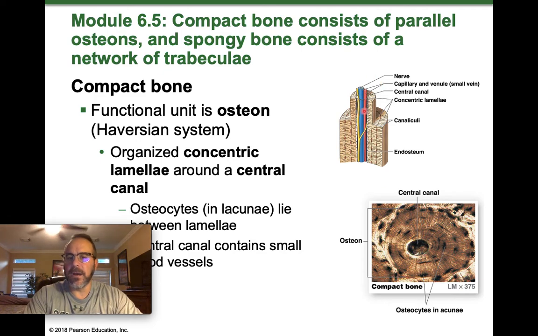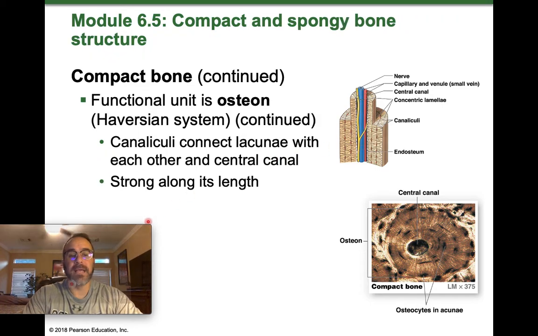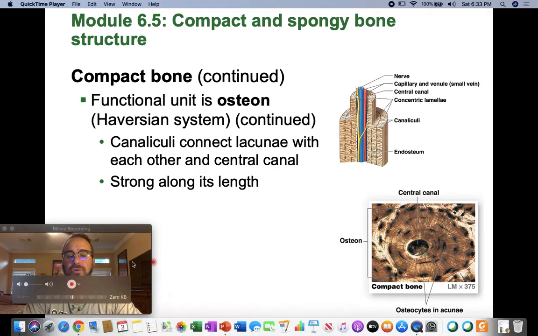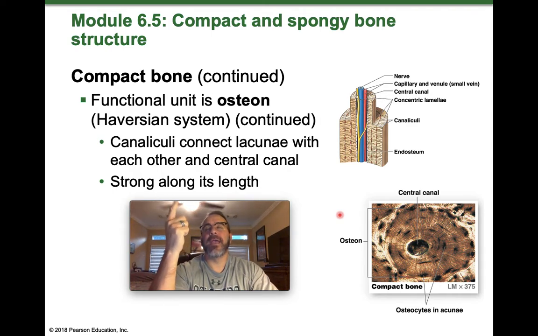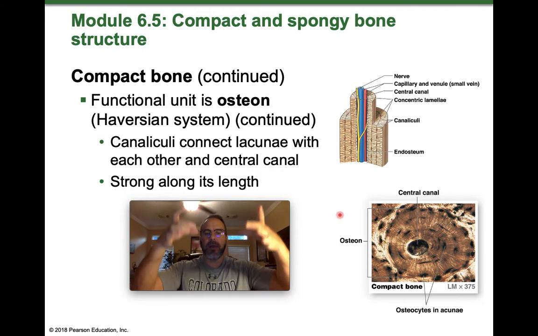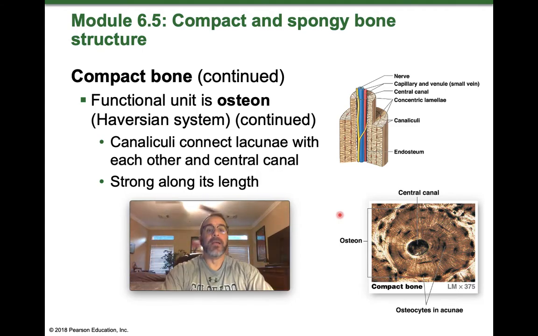So you can see them here. You have the blood supply: a vein, an artery, and a nerve. Because that's definitely going to be asked: what's in the central canal? You need to know the central canal is a hole in the middle that contains an artery, vein, and nerve. And the ring around each one is called the lamellae.